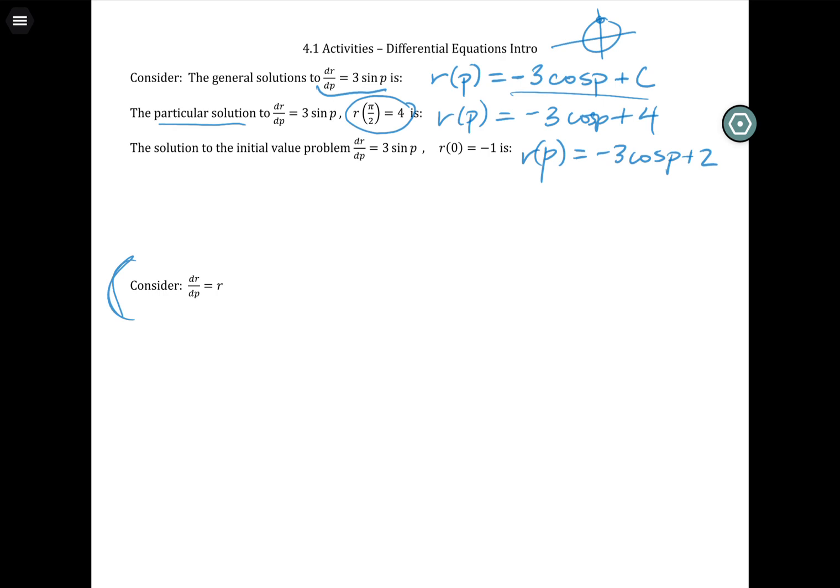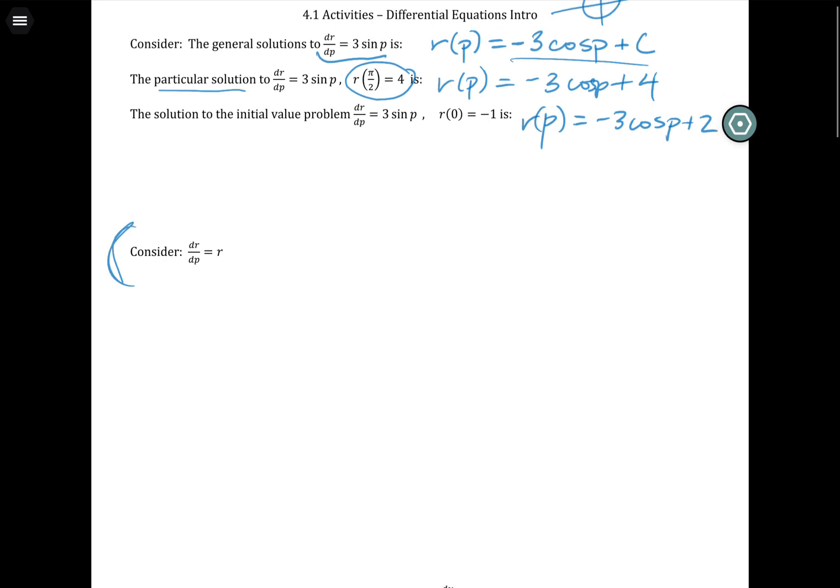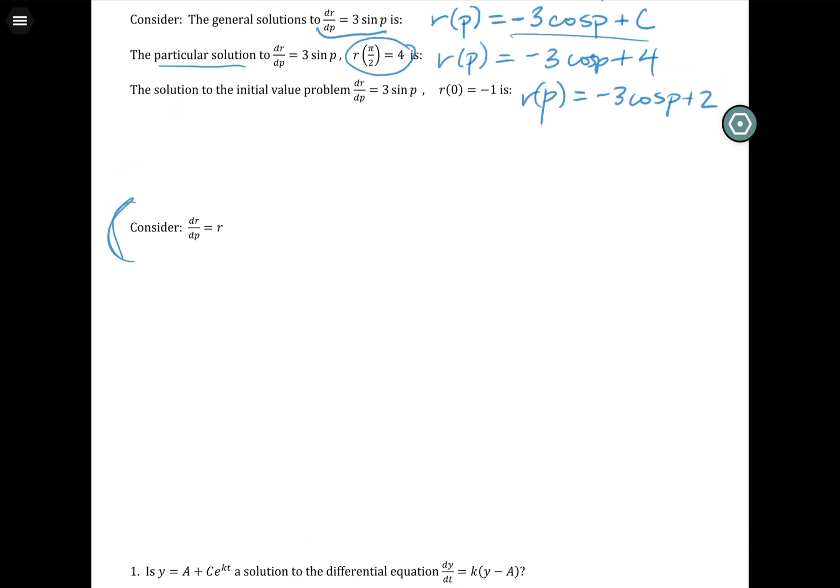And I think if you stop and think about it a little bit, you can probably even come up with some possible answers. I could guess that r of p equals e to the p would work. That's not the only thing that would work, but avoid things like, sometimes people want to say, well, it's e to the p plus c.